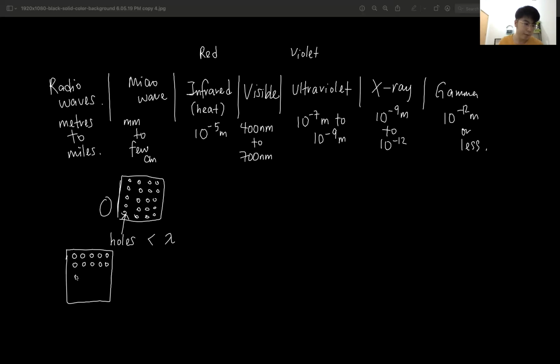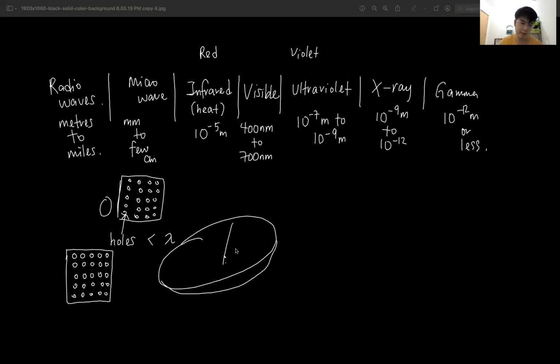Okay, now the radio telescope. Have you seen a radio telescope, the big dish? If you search radio telescope, you see this big dish with holes on it. It looks like a wire mesh. Again, this one receives radio waves.